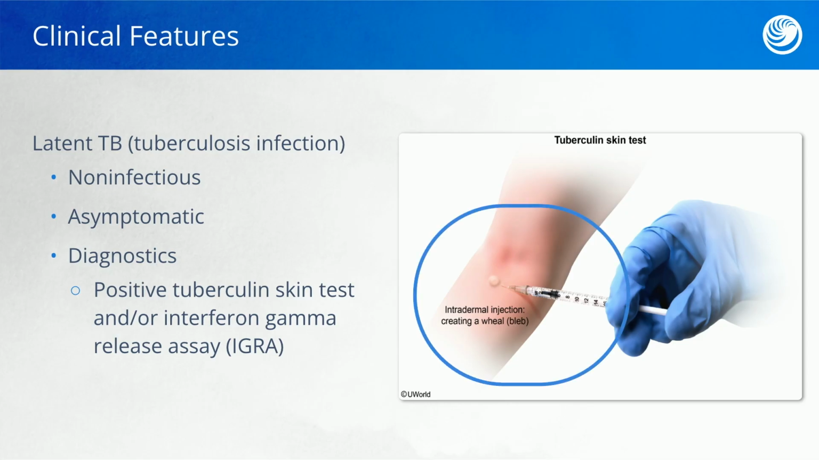As you can see in the image here, the tuberculin skin test, or TST, is administered intradermally. A wheal or bleb is formed. Now, there are many ways to interpret the reading of this, but typically about 48 hours after administration, the healthcare provider is going to visualize the site. If there is a raised and reddened area, the client is positive for tuberculosis.